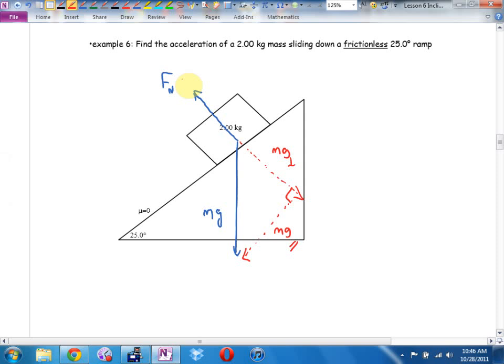Okay. Which way is this mass accelerating down the ramp? Look at your forces. What's the only force that's acting in the same direction as down the ramp? Or let me ask this another way. Who's winning? Winner. Who's losing? It's a trick question. No one. If I had friction, that might be losing, but we'll get there eventually. This equals MA.